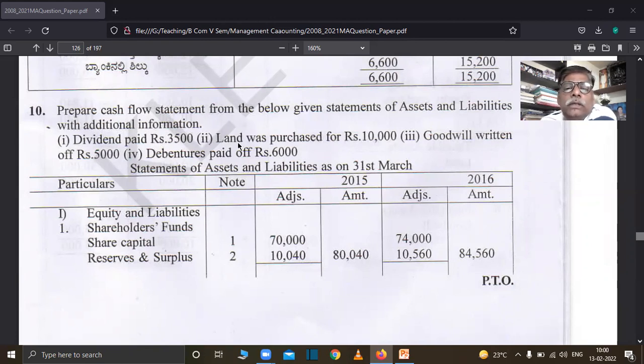The next is land was purchased for 10,000. Purchase of land is 10,000, and you have to check whether there is any change in that land. If the difference between opening balance and closing balance of land is 10,000, then there is no problem. 10,000 is the purchase. If the difference is a different one, if it is not rupees 10,000, then you have to prepare the account.